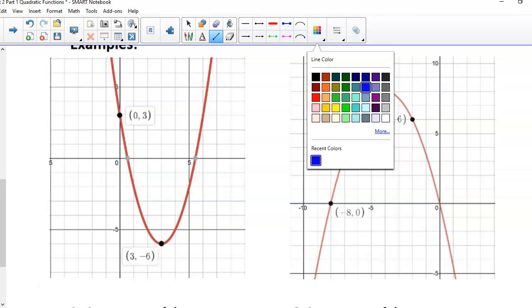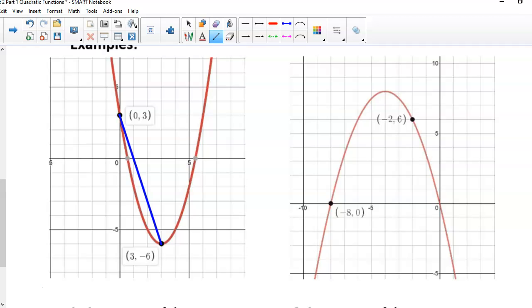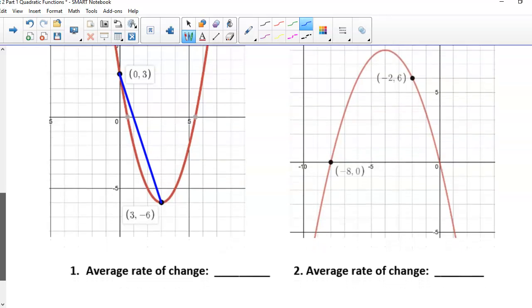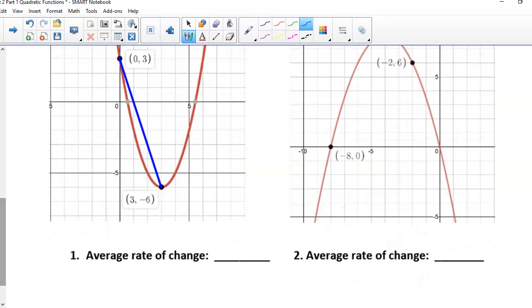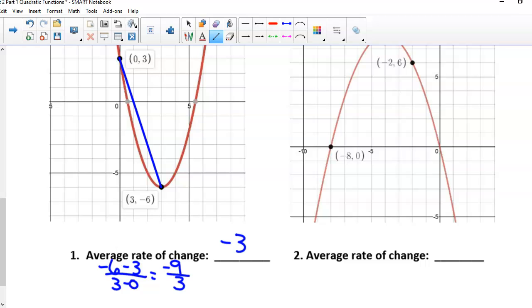Okay, so I'm going to connect these 2 points with a straight line, and then I'm just going to find the slope. All right, so remember, we take our second y value, the one that's farthest to the right, so -6, and then we subtract the other y value, which is 3, and then we divide that by 3 minus 0. So -6 minus 3 is -9, and 3 minus 0 is 3. So -9 divided by 3 is -3. Pretty easy.